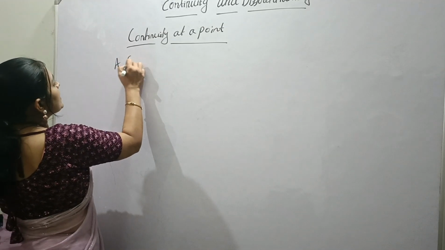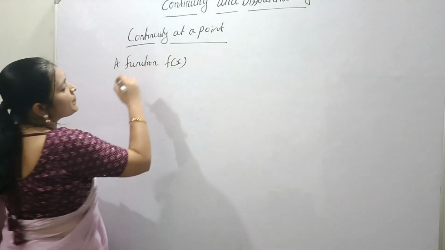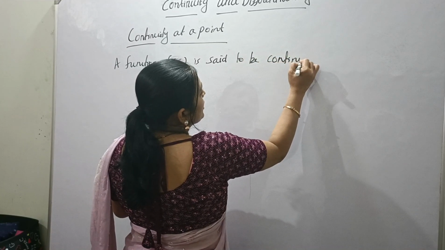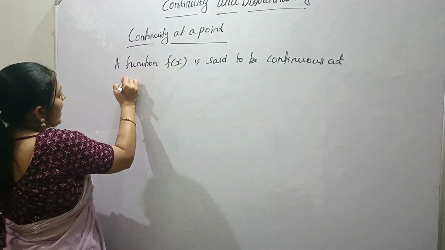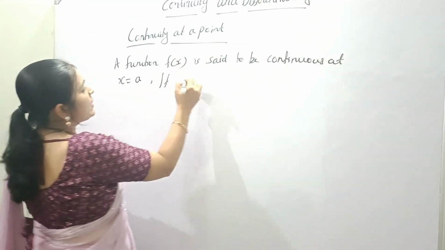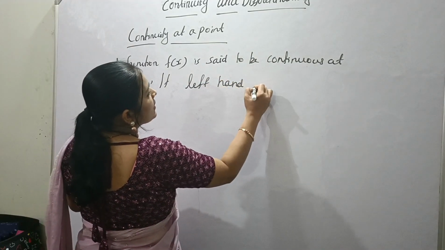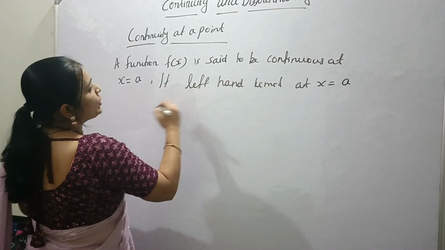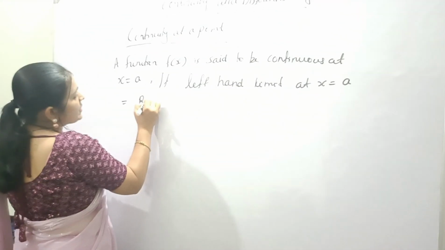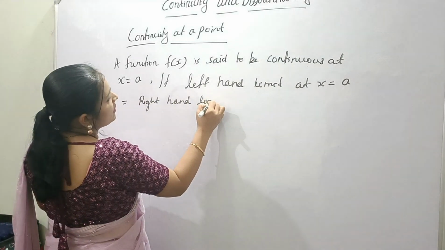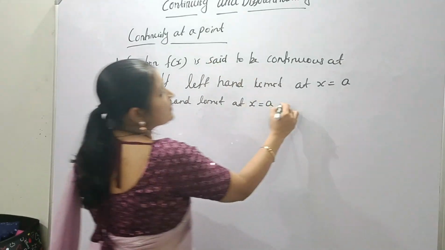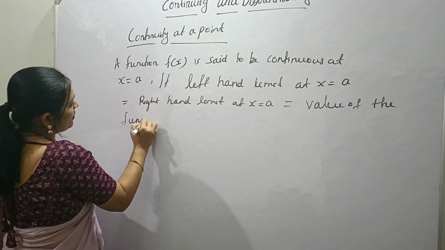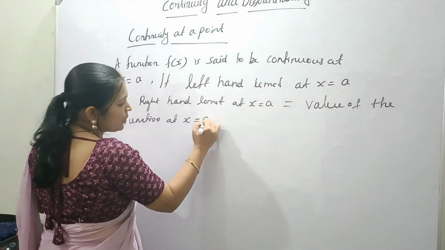A function f of x is said to be continuous at x is equal to a if the left hand limit at x is equal to a is equal to the right hand limit at x is equal to a, and that is equal to the value of the function at x is equal to a.